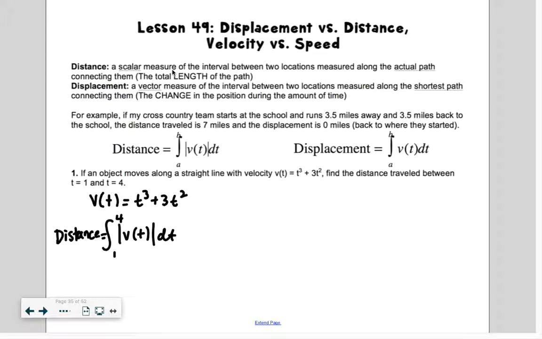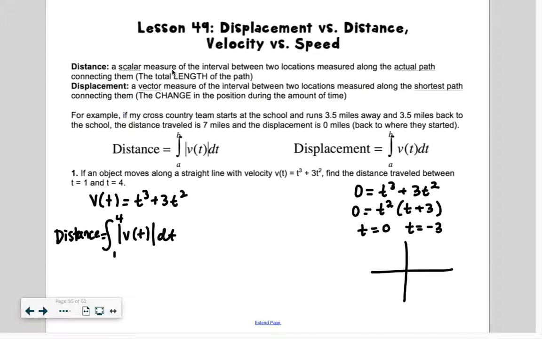If I was asked to find this by hand, I would have to find the x-intercepts, or t-intercepts in this case. So I would pull out the common factor, which is t squared. I'd have a t plus 3 left. So I'd get t equals 0 and t equals -3. So at 0 and -3, I have t-intercepts. And it's a t cubed shape, like x cubed. So x cubed usually looks like this, right?